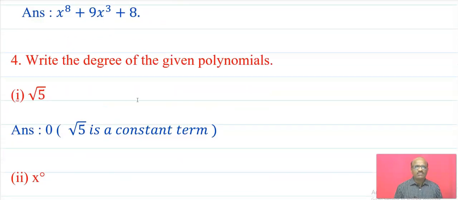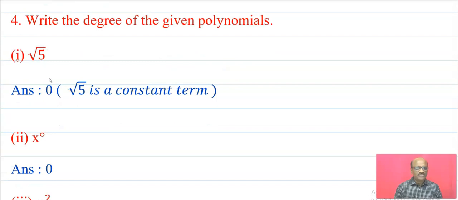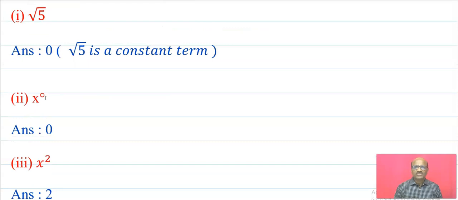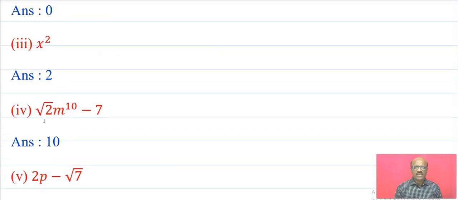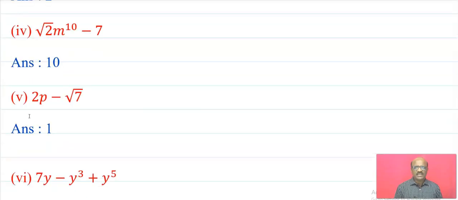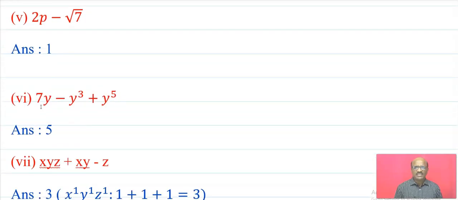Write the degree of the given polynomials. Next, root 5. This is a constant and therefore its degree is 0. What about here? X raised to 0. Its degree is 0. X square. Its degree is 2. And the next is root 2 m raised to 10 minus 7. Highest power is 10. Therefore its degree is 10. 2p minus root 7. P is raised to 1 here. Therefore its degree is 1. What about the next? 7y minus y cube plus y raised to 5. Its degree is 5.